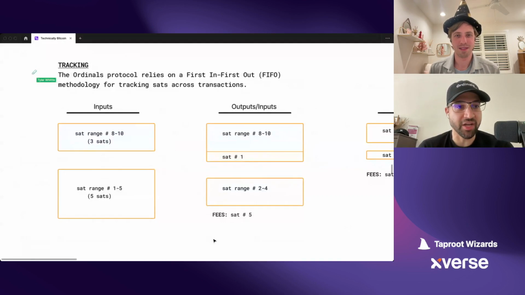Thank you so much for that explanation. I think that makes a lot of sense. Let's look into an example.